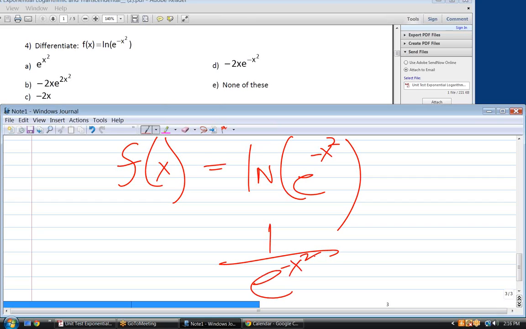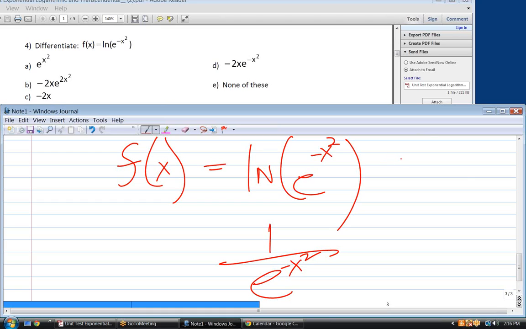Now what's the derivative of the inside? Isn't it the same? Well, not the same, it's just e to the negative x squared, right? But then isn't there the second inside of the negative x squared?